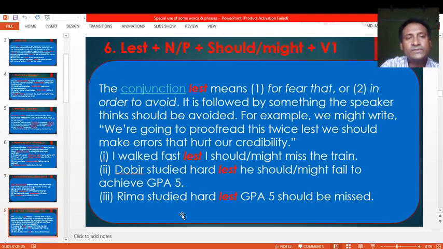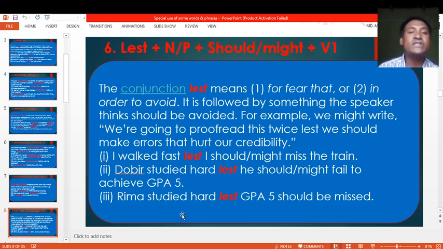Next slide. Lest plus noun or pronoun plus should or might plus present form of the verb. The conjunction lest means for fear that or in order to avoid. It is followed by something that they speak or things that should be avoided.